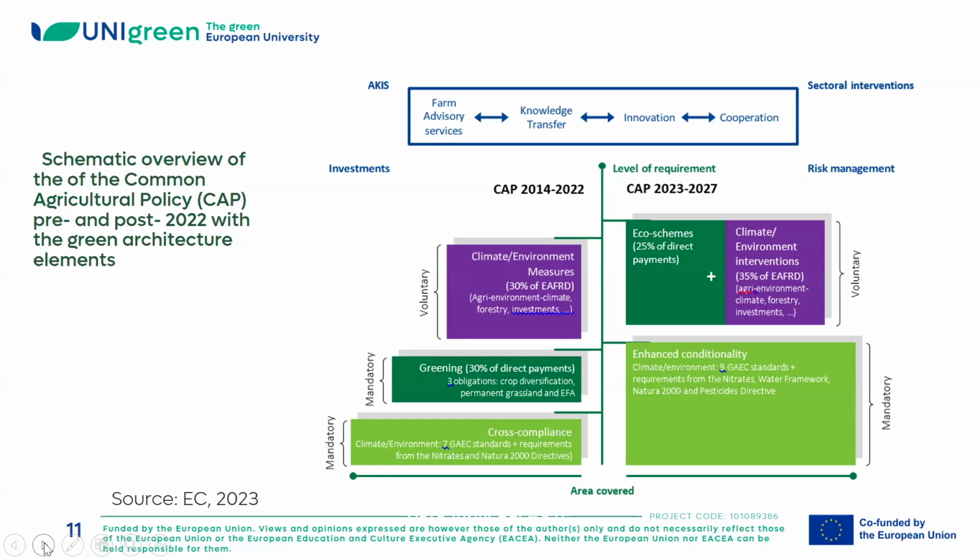They can be programmed next to the others or on top of the eco schemes, setting more demanding requirements. Unlike greening, which was compulsory, eco schemes are voluntary for farmers but mandatory for member states. They should represent at least 25% of the direct payments.